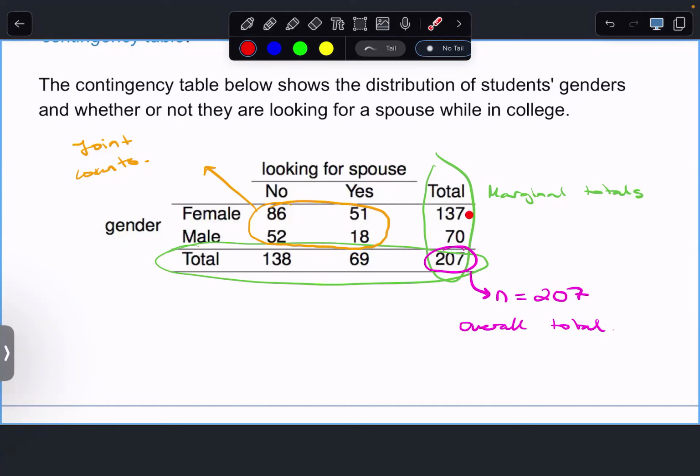Going back to these totals, we've got the total number of females sampled regardless of whether they're looking for a spouse or not, and the total number of males sampled regardless of whether they're looking for a spouse. But then we can flip the script and talk about how many were not looking for a spouse: 138 out of 207. We can use all these counts to answer a large number of questions, but here we're just introducing what a contingency table is and all the little parts of it.